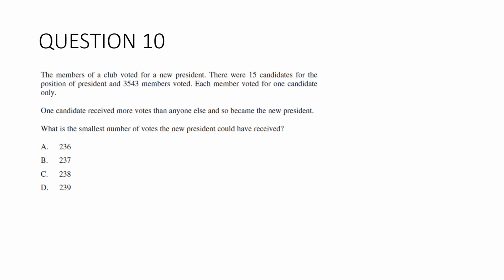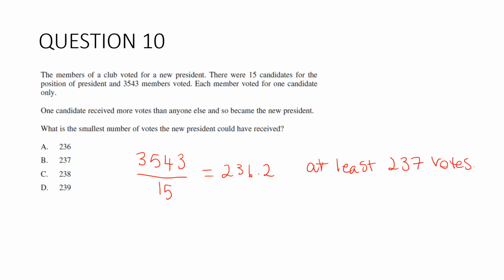Right, so this is a pigeonhole principle question. We know that at least one of the candidates received at least 3,543 divided by 15, which is, what is that? 3,543 divided by 15, 236.2. So at least 237 votes. So that one's out. Now a lot of people would have just chosen B without really considering that this is question 10. So it should be a little bit harder than that.